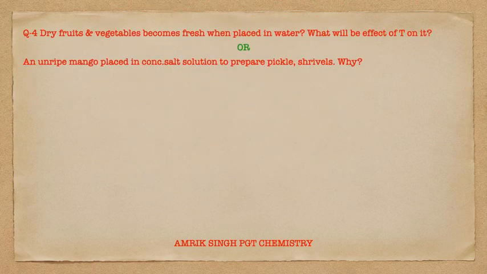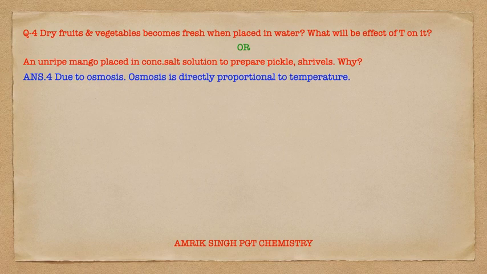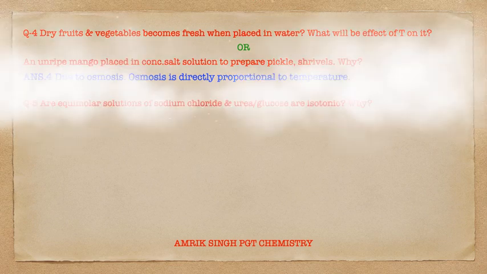Question number 4. Dry fruit and vegetables become fresh when placed in water. What will be the effect of tea on it? And a ripe mango placed in concentrated salt solution to prepare pickles shrivels. Why? Answer: due to osmosis. All this is happening due to osmosis. Osmosis is directly proportional to temperature.